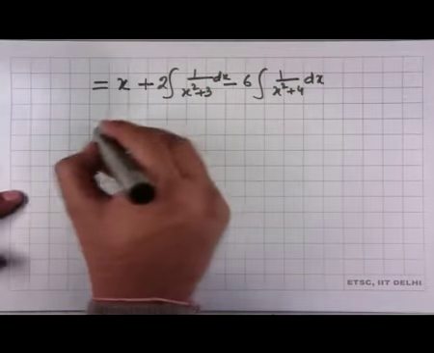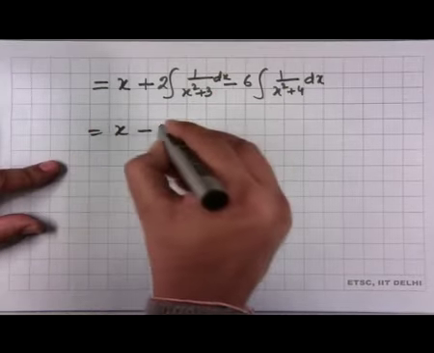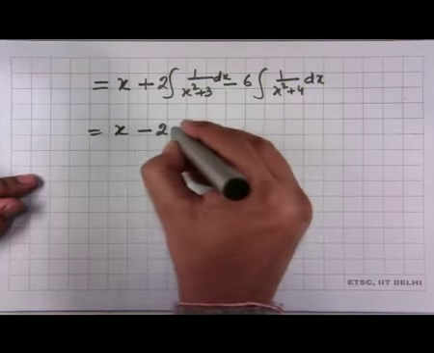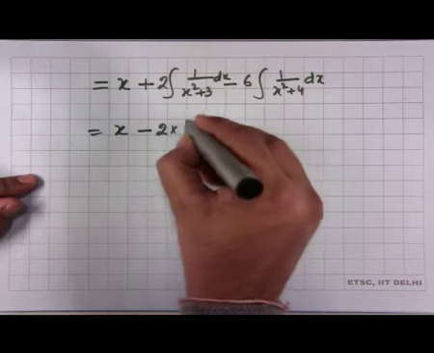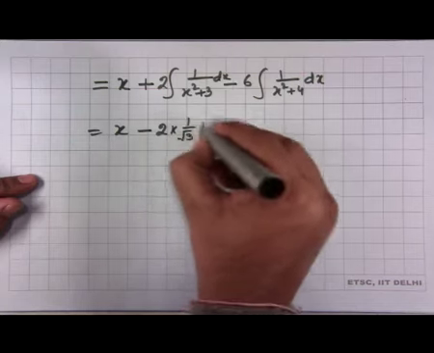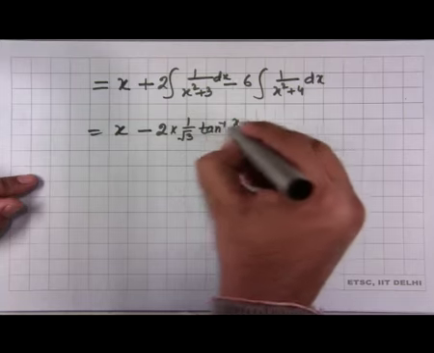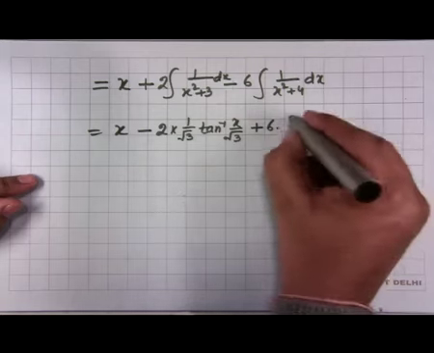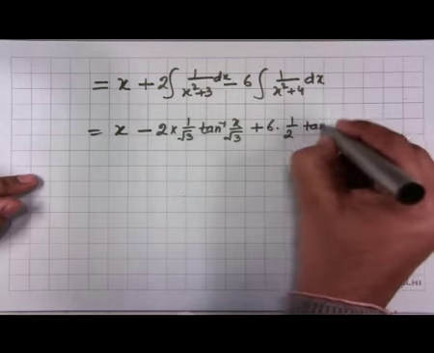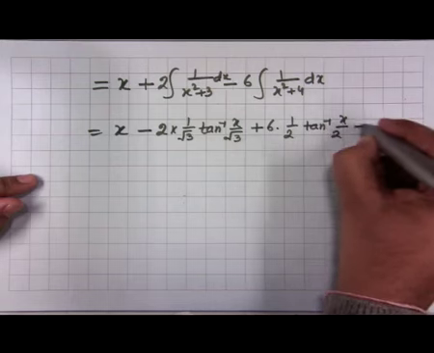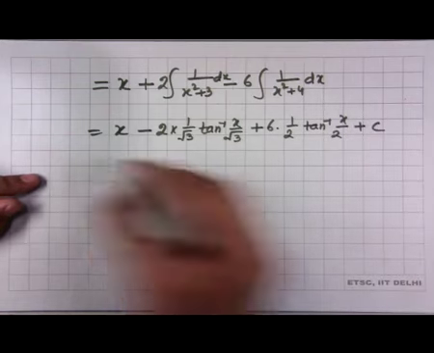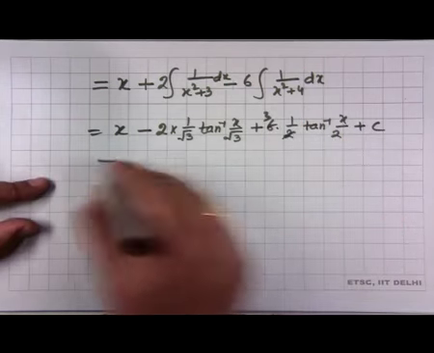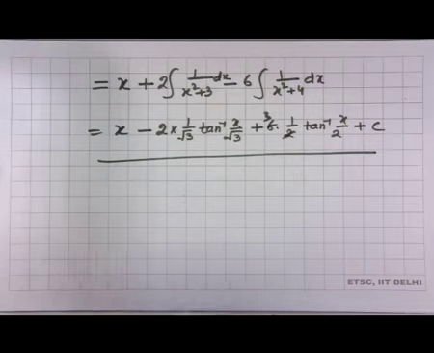So, this expression can be easily evaluated as x minus 2 times, using the formula for x square plus a square, this will give you 1 by a tan inverse x by a, plus 6 times, this will also give you 1 by a tan inverse x by a, plus constant. So, after simplification this goes to 2 3 6. So, this will be a form of solution which you can get.